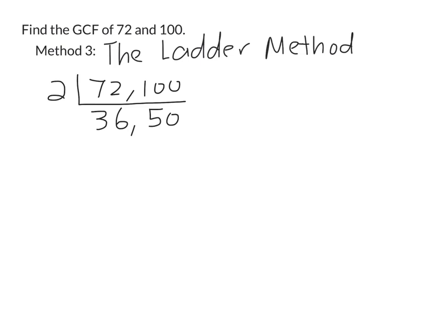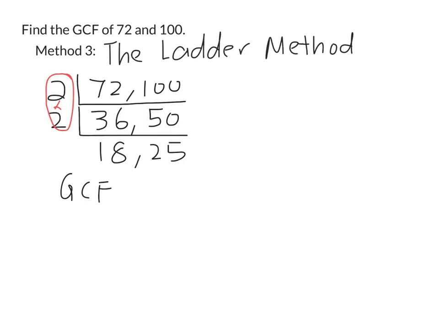And think about 36 and 50, if they have a common factor. Since they're both even, I would say yes. I'm going to try 2 again. 36 divided by 2 will be 18, and 50 divided by 2 is 25. And from here, I can see that there's no common factor between 18 and 25. I will stop here for my GCF, and the GCF will be the product of those two numbers on the left of the ladder. So the GCF of 72 and 100 is equal to 2 times 2, and that gives me 4.